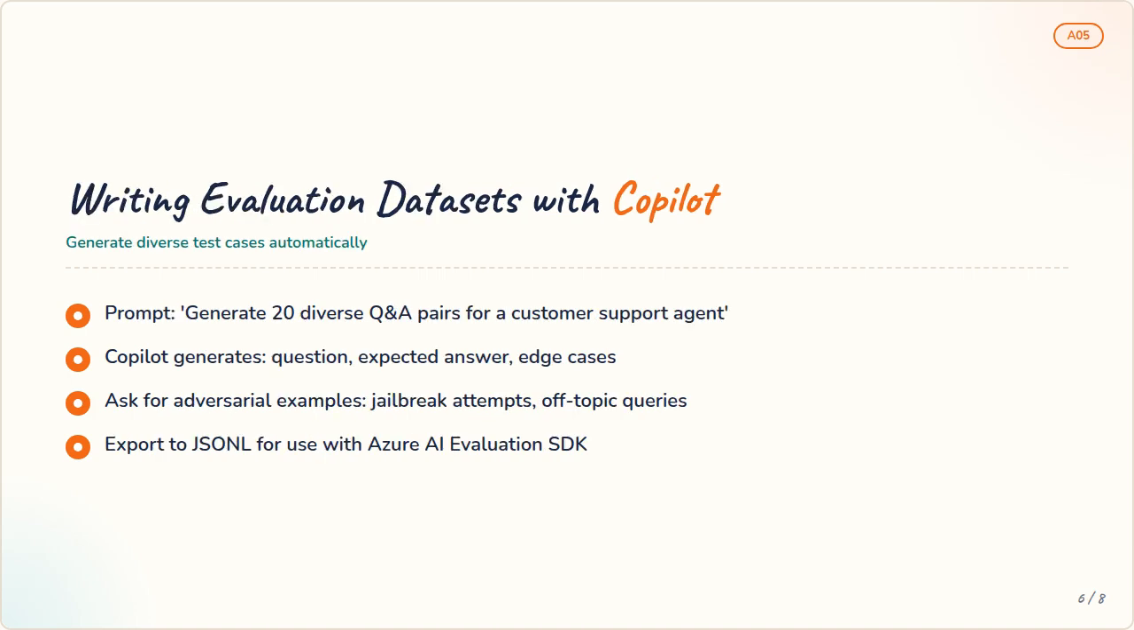Ask it to create diverse question-answer pairs, including edge cases and adversarial examples. This is one of the highest value uses of Copilot in AI development because creating good evaluation datasets manually is tedious and time-consuming.